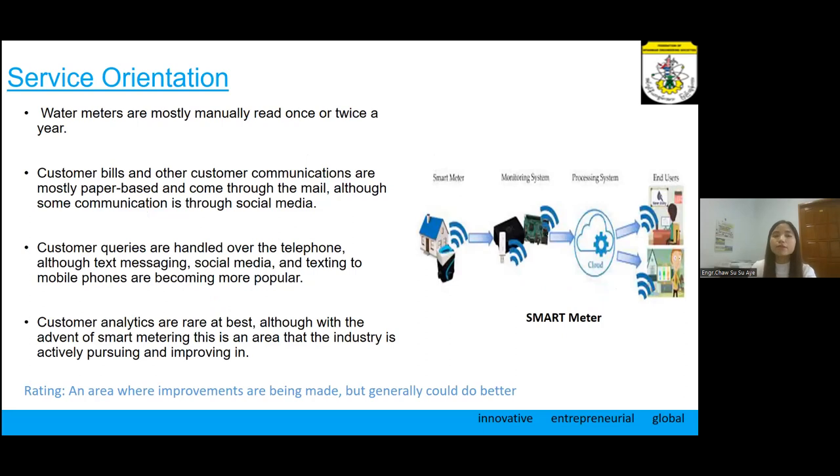And the fifth one is service orientation. Water meters are mostly manually read once or twice a year. Customer bills and other customer communication are mostly paper-based and come through the mail, though some communication is also through social media. Customer queries are handled over the telephone, although text messaging, social media, and texting to mobile phones are becoming more popular. Customer analytics are rare at best, although with the advance of smart metering, this is an area that the industry is actively pressured to improve. So as for the rating of service orientation, this is an area where improvements are being made, but generally we could do better.